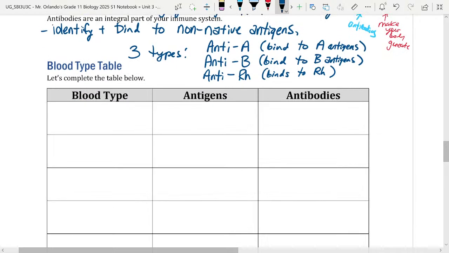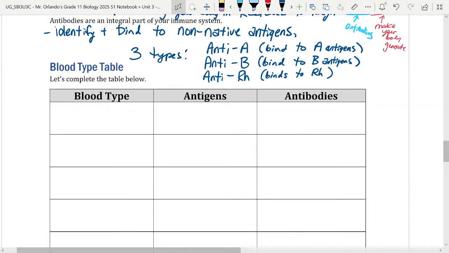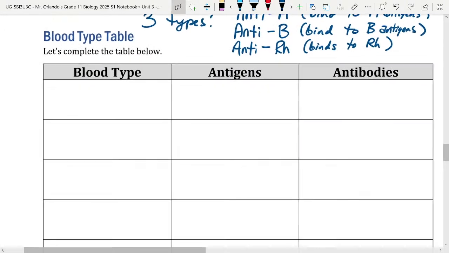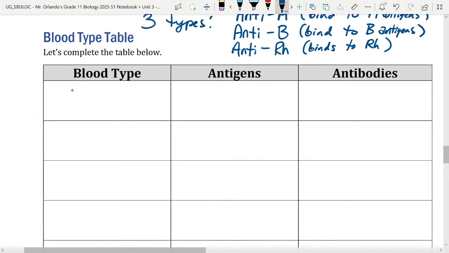Here's the thing to know. I'm only going to do one of these. You're going to fill the rest of this table in yourself. Maybe I'll do two of them. Let's say that you are type AB positive. In that case, what antigens does your blood cell make? If your blood type is AB positive, what antigens are on each of your blood cells? The A and the B, and what does the positive mean?